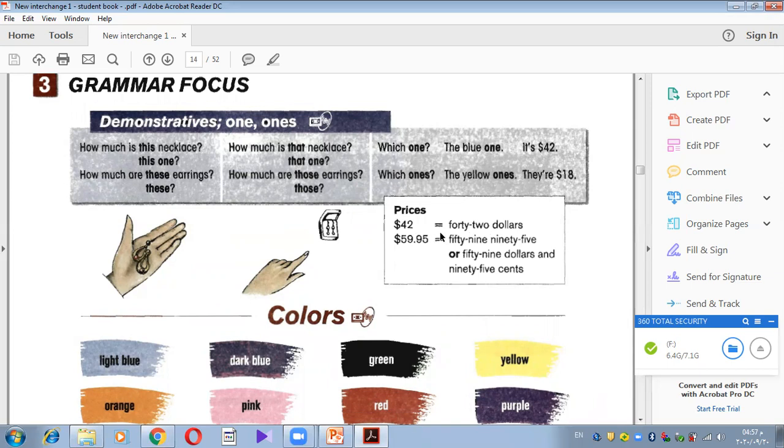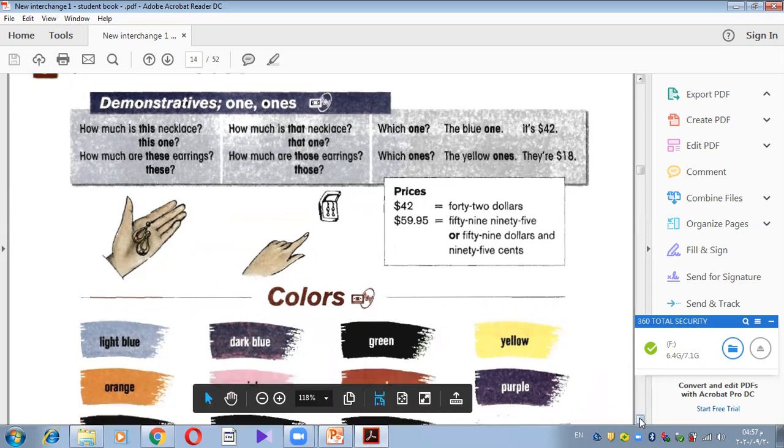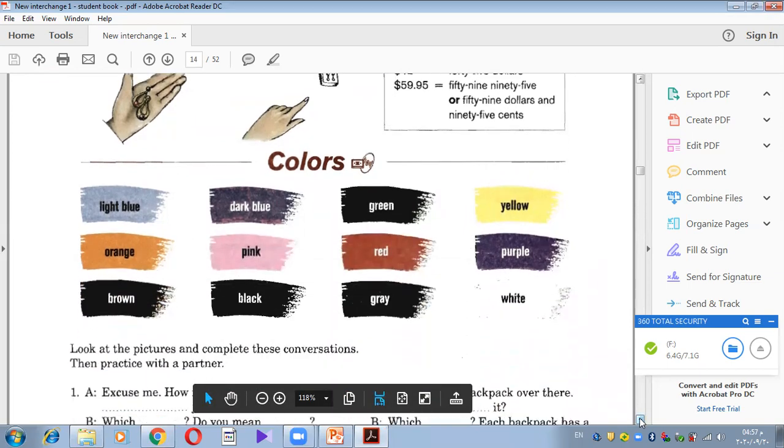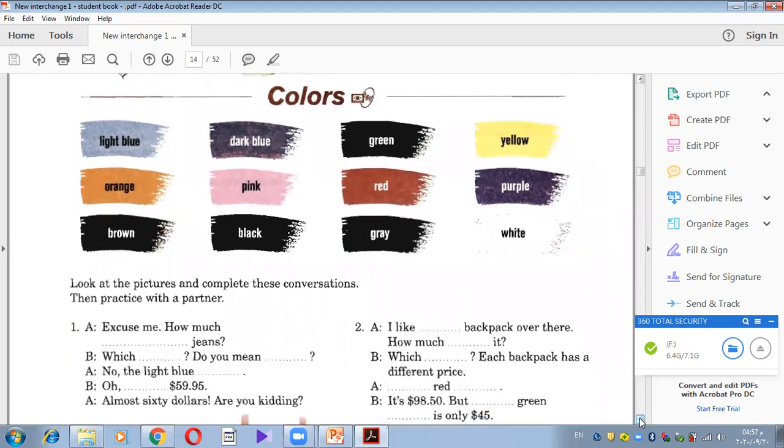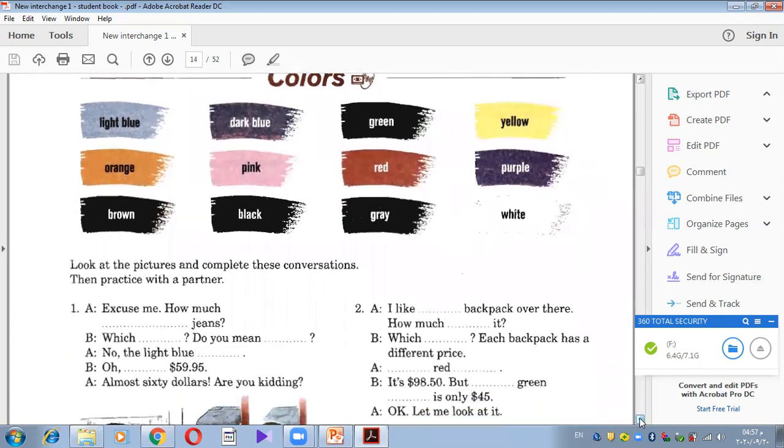$42. That's one way. You can read using the currency. $59.95 without saying the currency at all. Don't forget how we read prices because it's really important and we use it all the time. As for the colors, it's the same one.